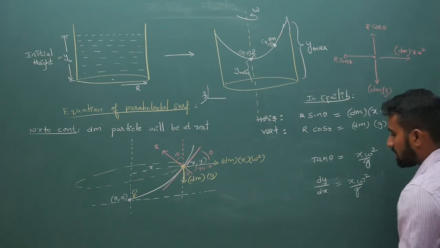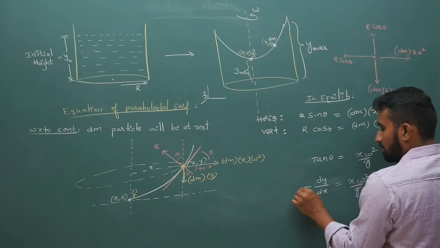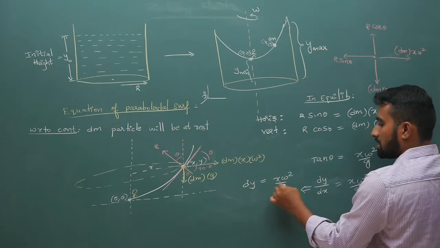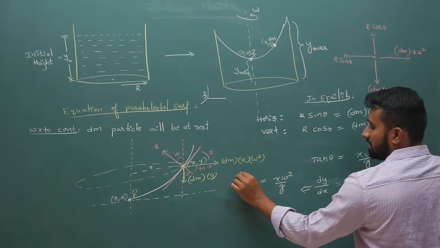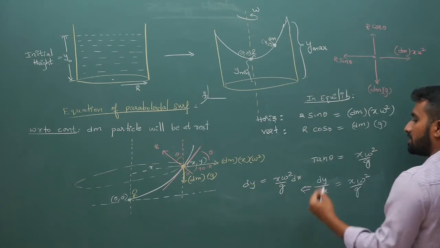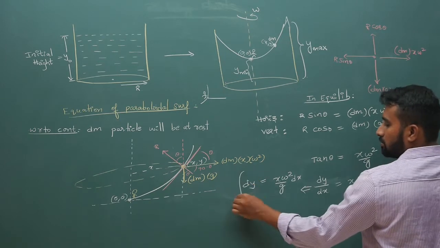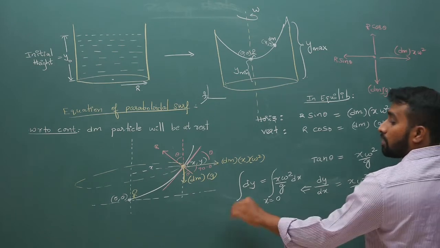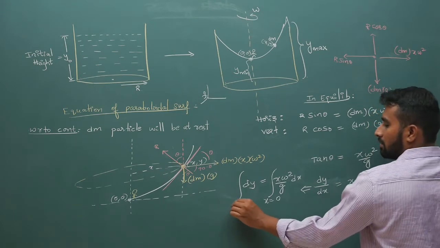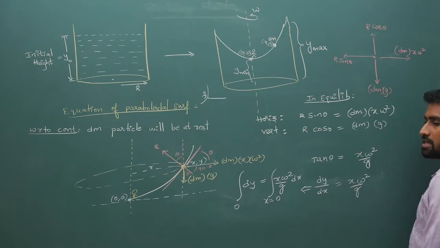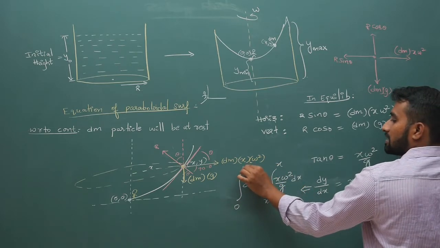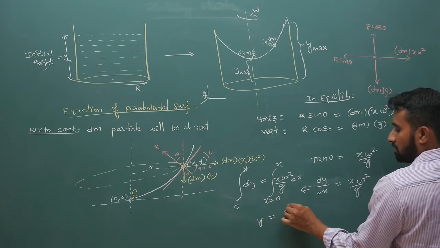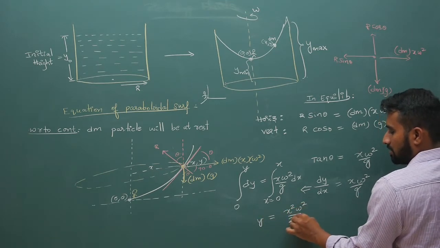Simplifying this equation, I can write dy is equal to x omega square by g into dx, integrating on both sides. At x equal to 0, if you have y min, you will write y min; if it is 0, you can just simply write 0. At x equal to x, let us say it is some y. So you will get y is equal to x square omega square by 2g.